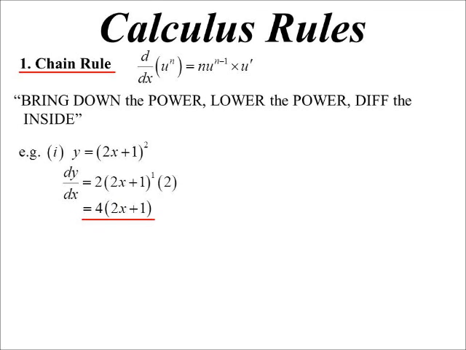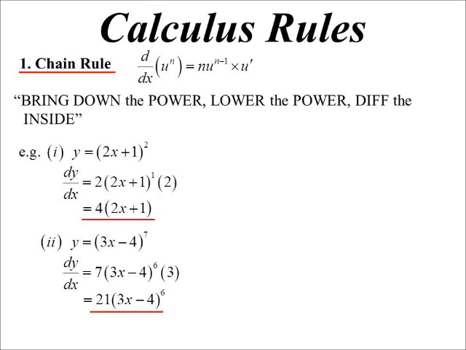Why is this useful? Because now, if I get something to the power of 7, I don't want to waste time expanding the whole thing out to the power of 7. Now I can just use a bit of anarchy. Bring down the power, 7. Lower the power, 6. Put the boot in. Get that derivative out of the parentheses. The derivative is 3. 7 3s are 21. There's my answer in factorised form. So much quicker.